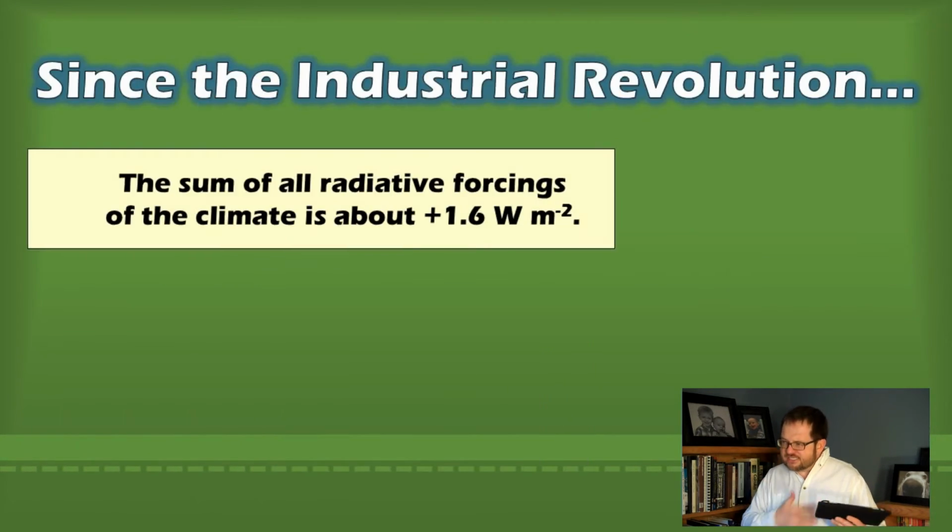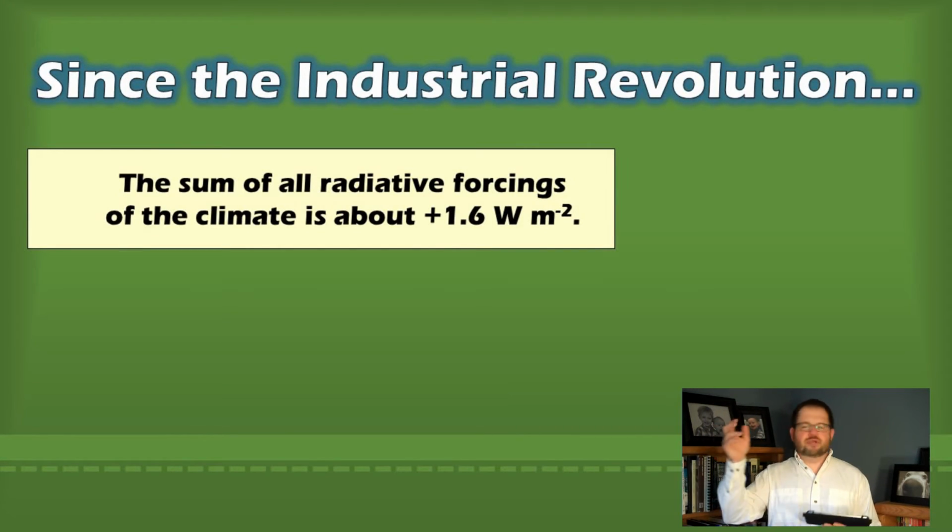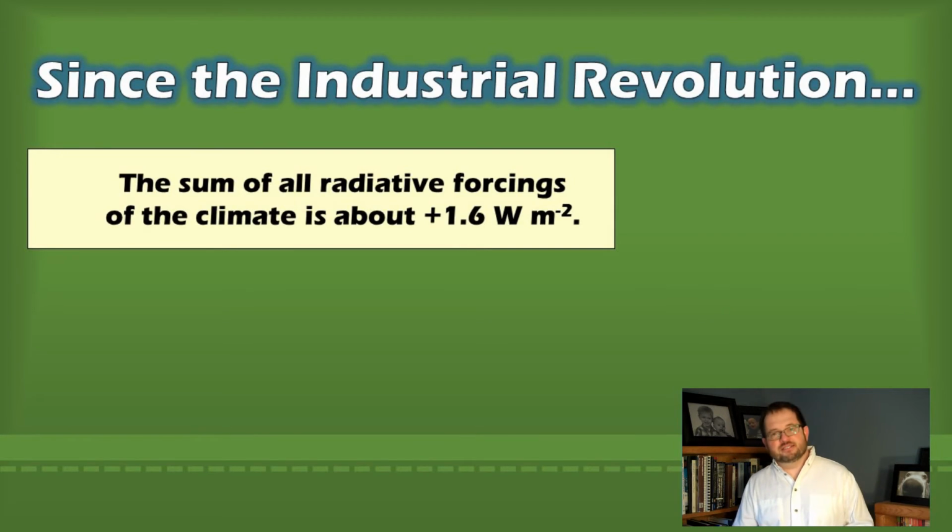So if we're just going to say, since the Industrial Revolution has happened, if you add up all the trace gases and all the aerosol effects and solar changes and land use changes and so on, you get a radiative forcing of the Earth's climate of about plus 1.6 watts per square meter. Okay, in other words, if we just said all these changes here, how much are we out of energy balance? We're out of energy balance by about 1.6 watts per square meter. Okay, the planet needs to warm.